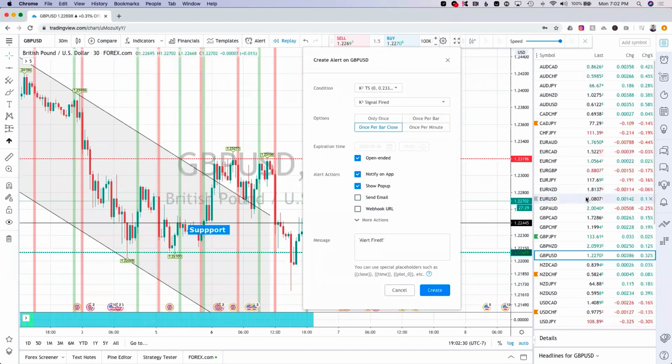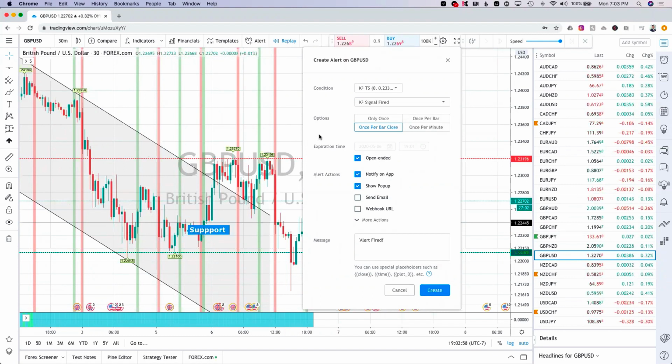I have over 50 alerts, so I don't want them going off at the same time. When you put once per bar close, it'll give you an alert once the bar fully closes. But if it disappears, that's pretty much your alert. It's not going to re-alert.